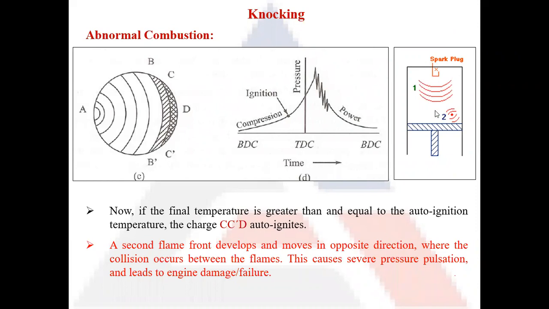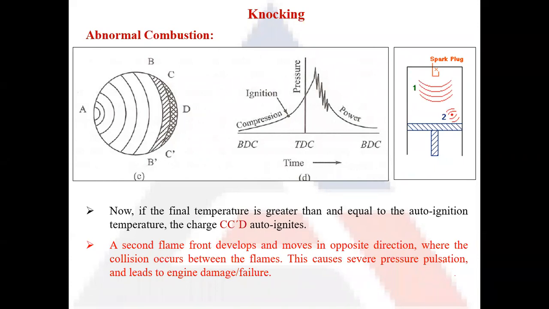In this diagram on the right-hand side, you can see that one is the flame front that is normally propagating throughout the cylinder. And because of this pressure, in the last layer, that is 2, another flame front is produced because of auto-ignition. So there are two flame fronts now, and in some cases, multiple flame fronts are developed.